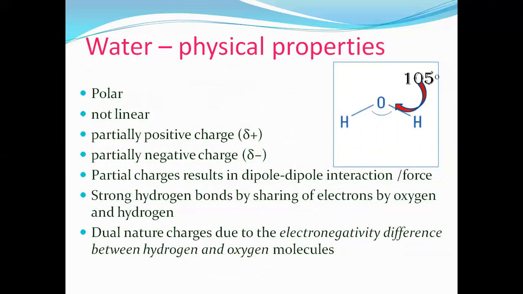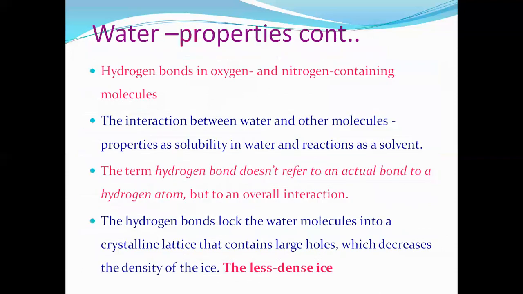This is a strong hydrogen bond, formed just by sharing electrons. And it has a dual nature because of the electronegativity difference between the hydrogen and oxygen atoms. That's why it is a strong molecule. Hydrogen bonds in oxygen and nitrogen containing molecules are very important because these are present in biological molecules and materials. The interaction of a water molecule with other substances is also through its hydrogen bonds. A hydrogen bond can interact with any other molecule, and thereby solubility starts. That means soaking of any material is because of the interaction of hydrogen bonds.